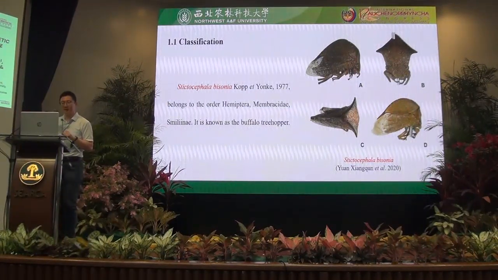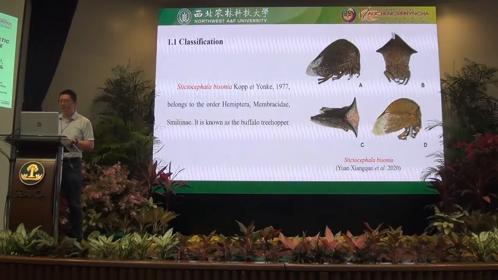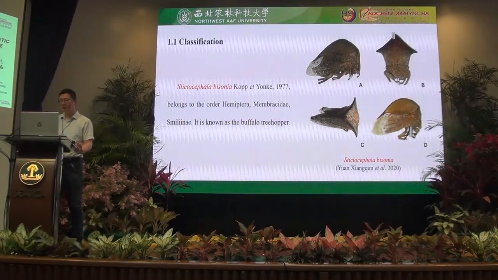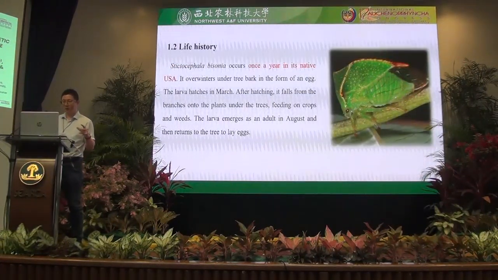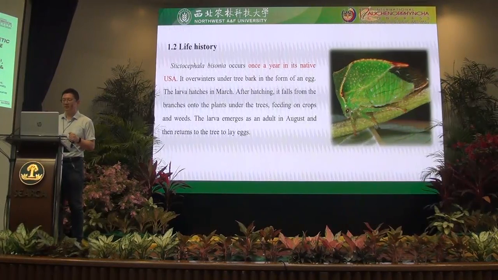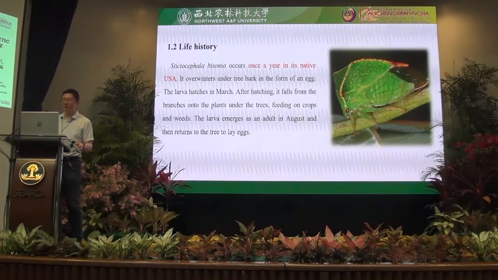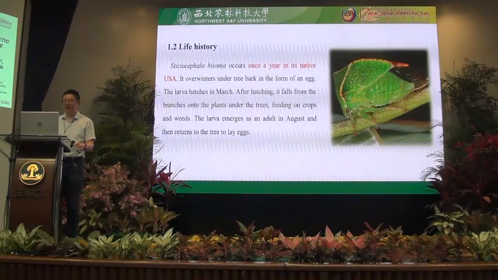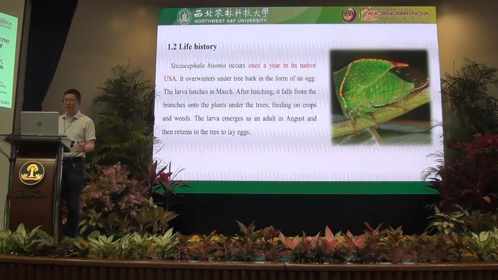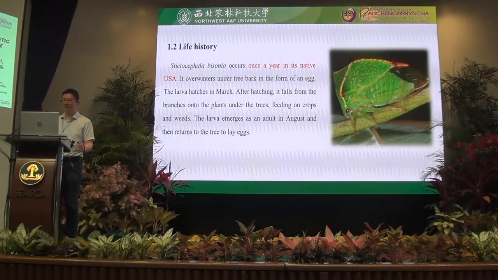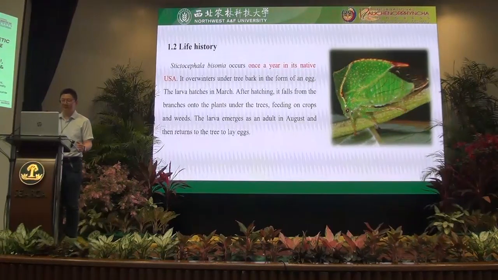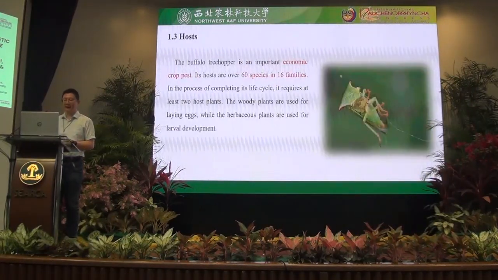This leafhopper belongs to the order Hemiptera, phylum Membracidae, known as the buffalo treehopper. This treehopper occurs once a year in its native USA. It overwinters in the tree bark in the form of an egg. The larva hatches in March. After hatching, it falls from the branches onto the plants and trees, feeding on crops and weeds. The larva emerges as an adult in August and then returns to the tree to lay eggs and host.